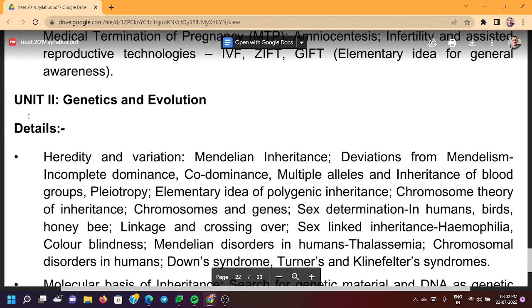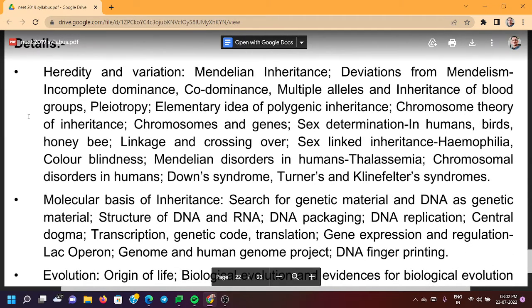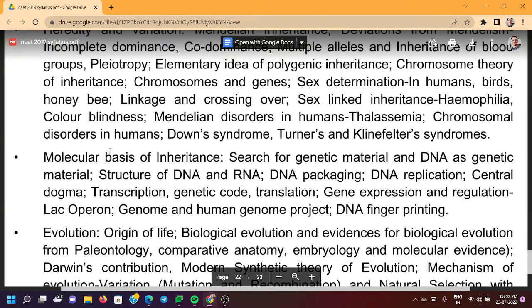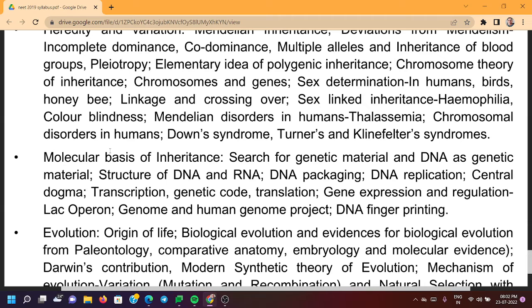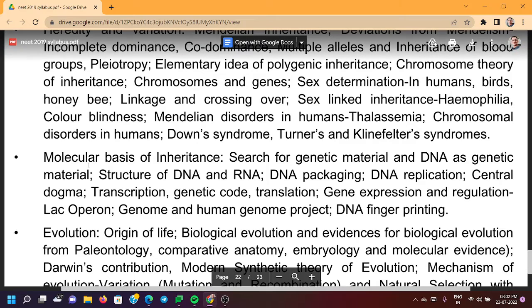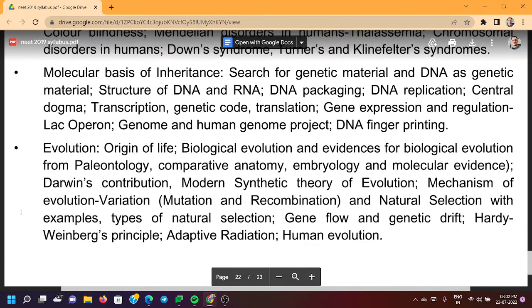Unit 2, Class 12th Biology, Genetics and Evolution. Heredity and variation, Mendelian inheritance, deviations from Mendelianism: incomplete dominance, co-dominance, multiple alleles and inheritance of blood groups. Pleiotropy, elementary idea of polygenic inheritance, chromosome theory of inheritance, chromosomes and genes, sex determination in humans, birds, honeybee, linkage and crossing over, sex-linked inheritance: hemophilia, color blindness, Mendelian disorders in humans: thalassemia, chromosomal disorders in humans: Down's syndrome, Turner's and Klinefelter's syndrome. Molecular basis of inheritance.